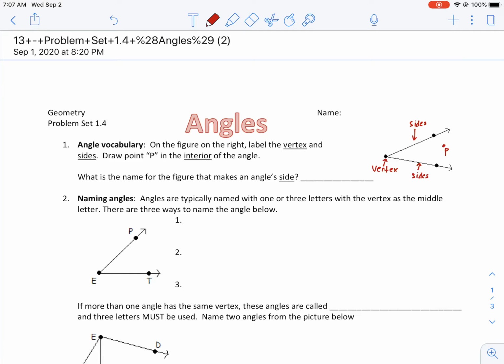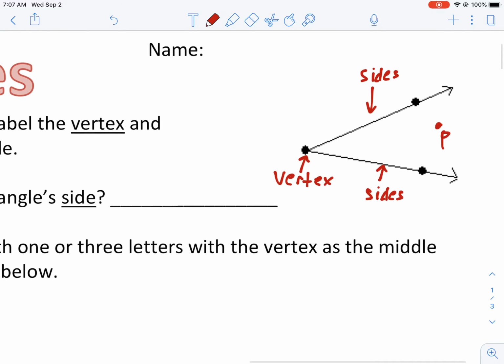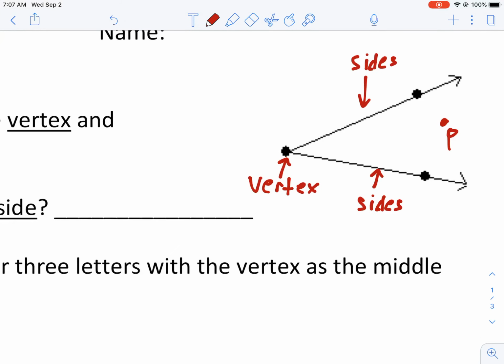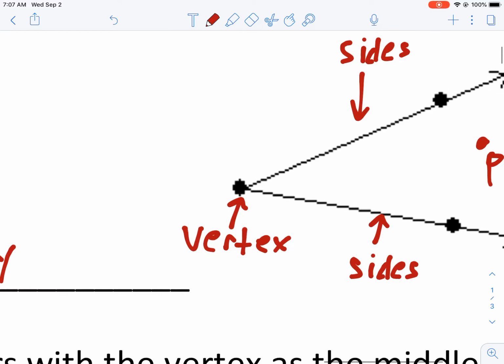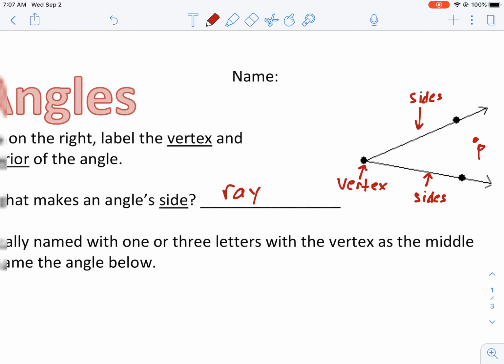What is the name for the figure that makes an angle's side? I kind of said this already. For this one, it's a ray. It also could be a line segment, I guess. I guess it can't really be a line because the angle stops at the vertex.